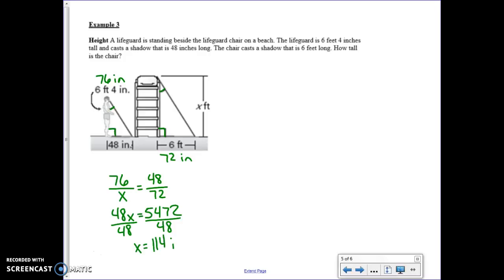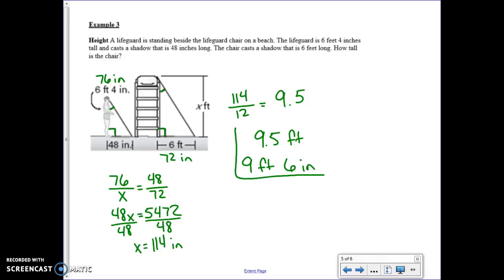But my label here is going to be in inches since everything else was in inches. So if I want to get it back to feet, I need to divide that by 12. So 114 divided by 12 would give us 9.5. So that's 9.5 feet. Be careful if you wanted to change that over. 0.5 feet isn't 5 inches. Half of a foot would be 6 inches. So 9 feet, 6 inches. Either one of those answers would be okay. So the height of the chair is 9.5 feet.